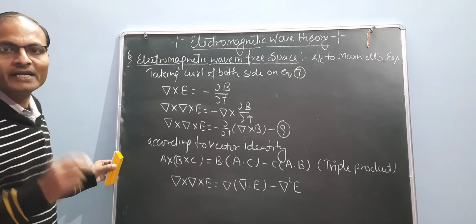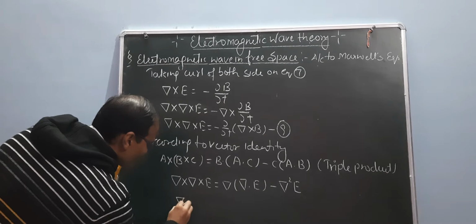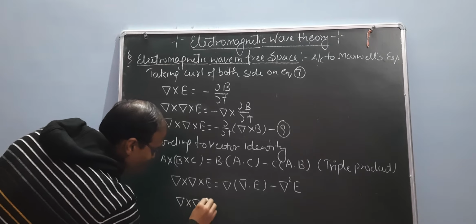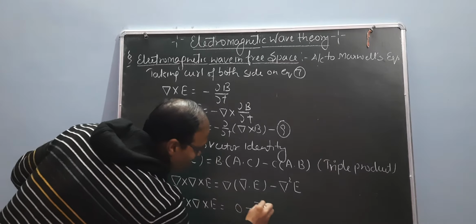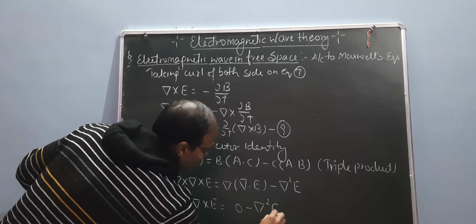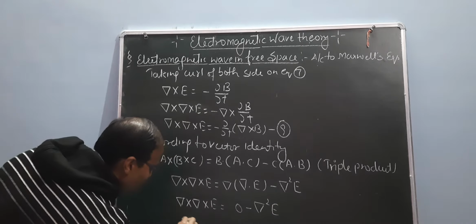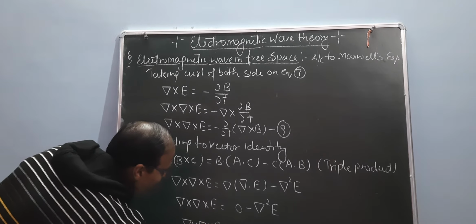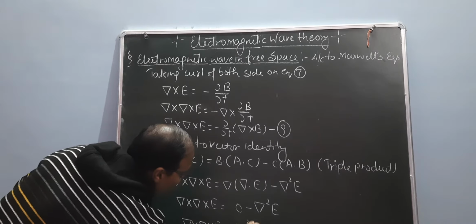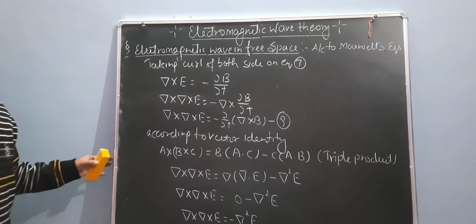Now del cross del cross E, this one is 0 minus del square E. So the equation is del cross del cross E equal to minus del square E.